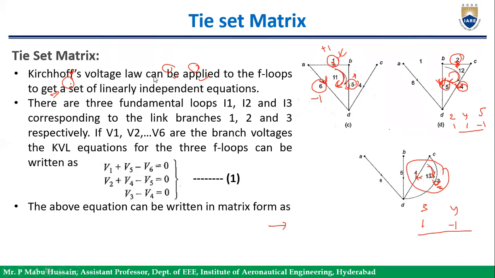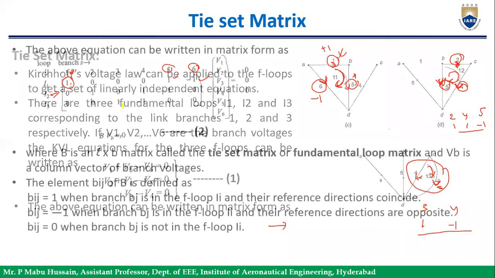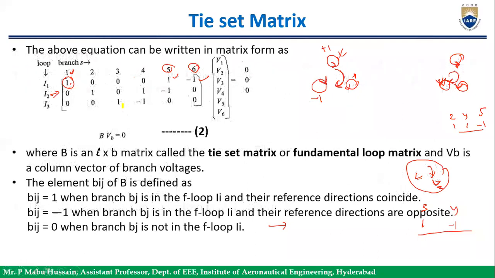Okay, so now if you observe the matrix, you can see the same. See here, for 2 it is +1, for 4 it is +1, for 5 it is -1. For the last loop you have only the 3 and 4 elements. For 3 it is +1, for 4 it is -1, like that. Okay, you can directly write this Tieset matrix from the given graph.